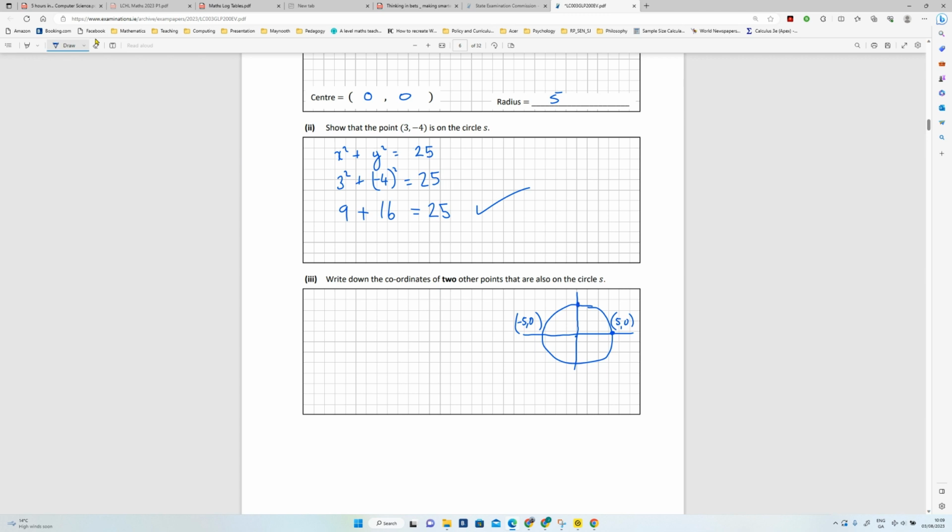This one here is going to be 0, 5. And this one down here is going to be 0, minus 5. So there's four of the points. Okay, so you can pick any 2 of them for your answer. So I'm just going to say minus 5, 0 and 5, 0.